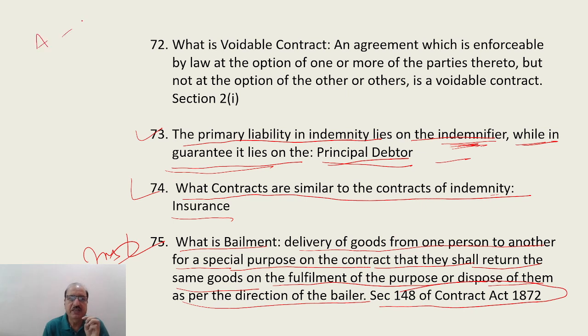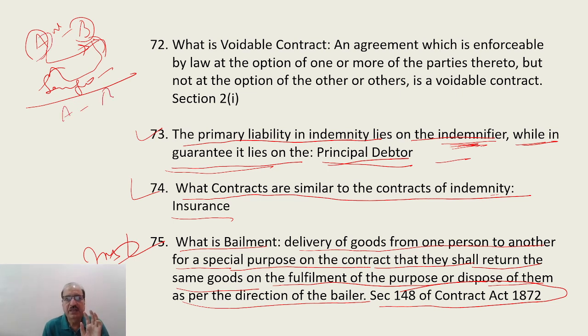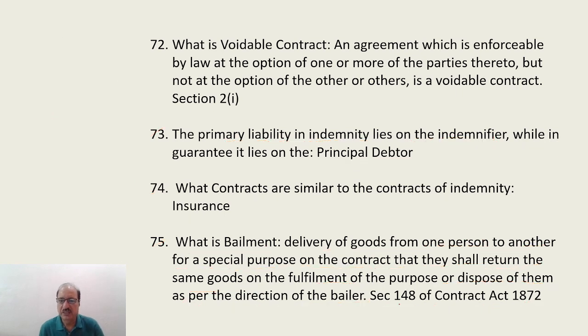Bailment is the delivery of goods. Supposing A delivers goods to B. Then after the condition is fulfilled, B is required to return the same goods to A, or if A says to dispose of them as per the agreement, then B can sell or dispose of them. A is the bailor, B is the bailee. So A has delivered the goods to B to keep for some time with some condition, and after that return them to A in the same condition. So this is called bailment under Section 148 of the Indian Contract Act.